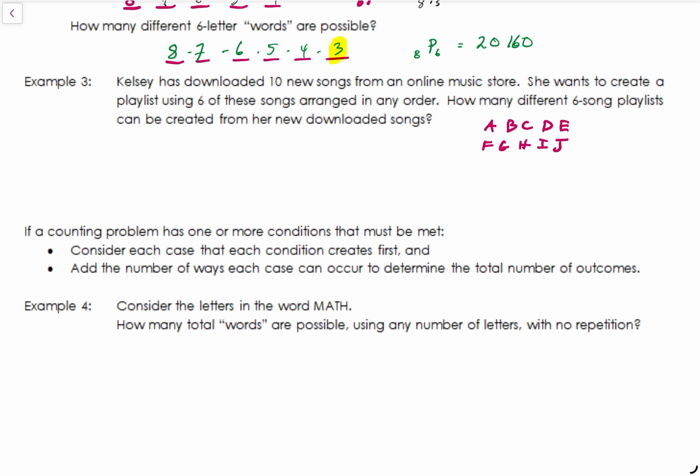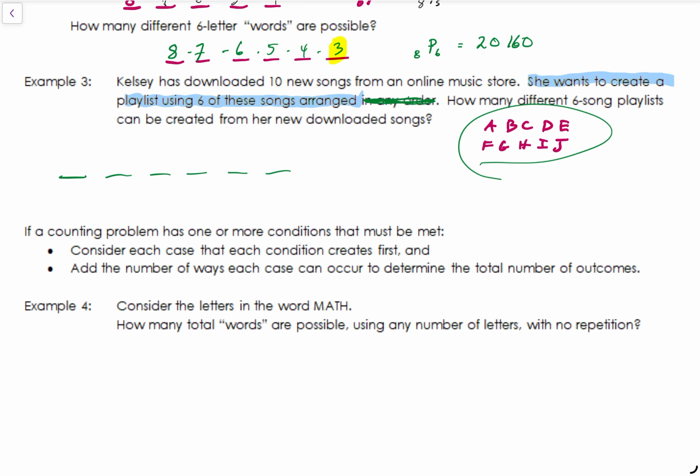I think what gets me is, it's right here, I'll highlight here, she wants to create a playlist using 6 songs arranged in any order. That part of it has always confused me. So we are looking for a playlist of 6 songs. One would think that the order would matter when we're choosing songs. So if I'm choosing 6 songs, here it is. I have 10 songs to choose from. So I'm going to jump straight to the fundamental counting principle. That's where I'm most comfortable.